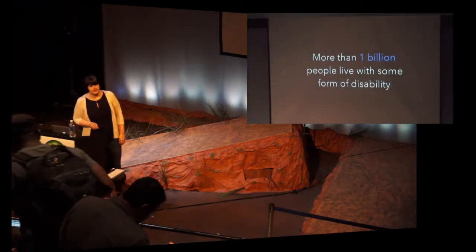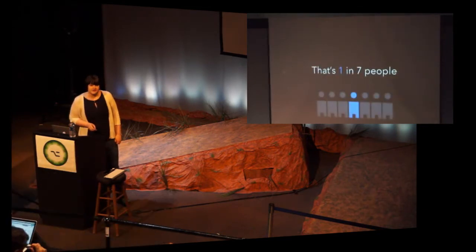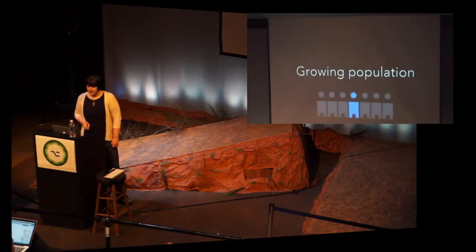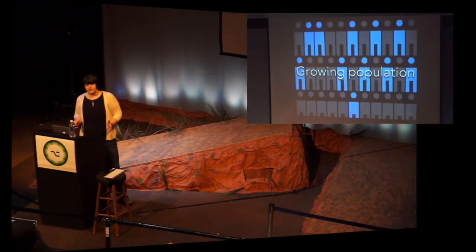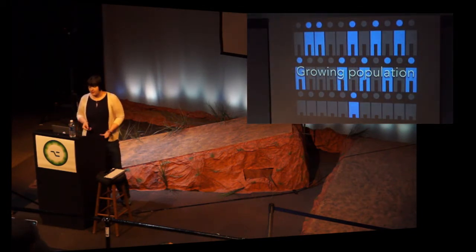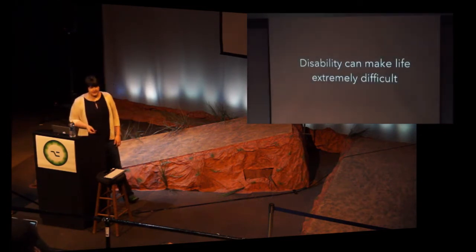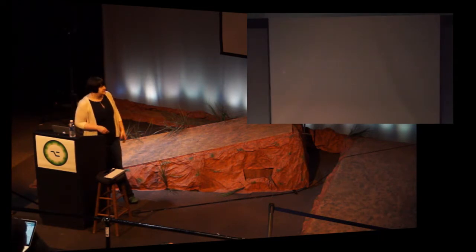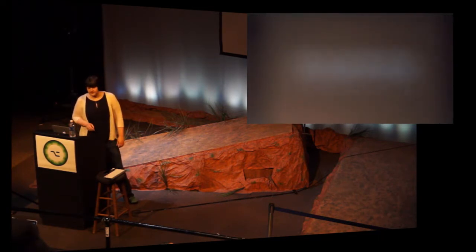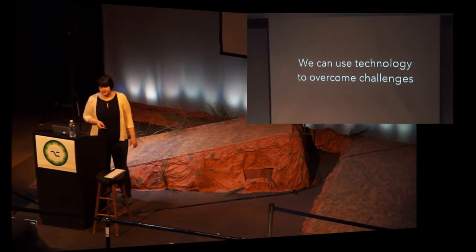There are more than 1 billion people in the world living with some form of disability. That's 1 in 7 people, and it's a growing population. More people are living longer, and the longer you live, the more likely you are to have a disability. It can make things extremely difficult, and basic tasks can take elaborate planning. But we can use technology to overcome a lot of these challenges.